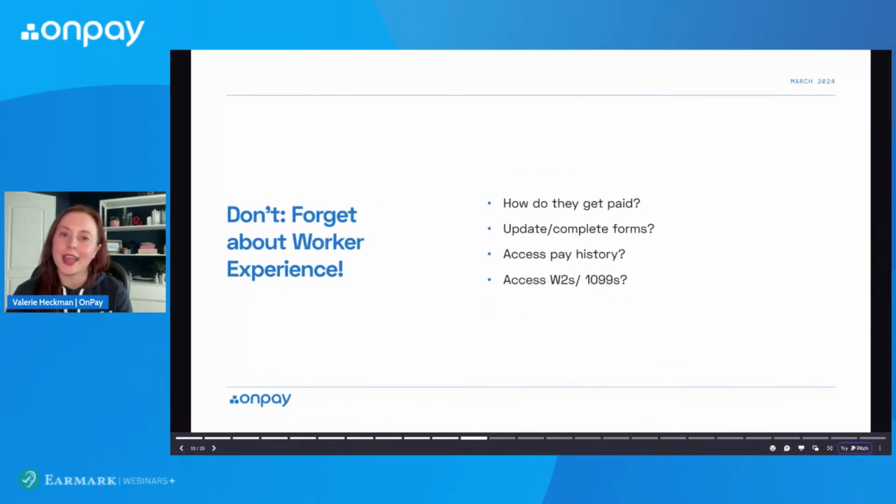And don't forget about the worker experience. As you're talking about switching solutions or assessing solutions, keep in mind that the employee is a big part of what this is going to look like in the end. After all, the decisions you make are going to impact these people who are paid.